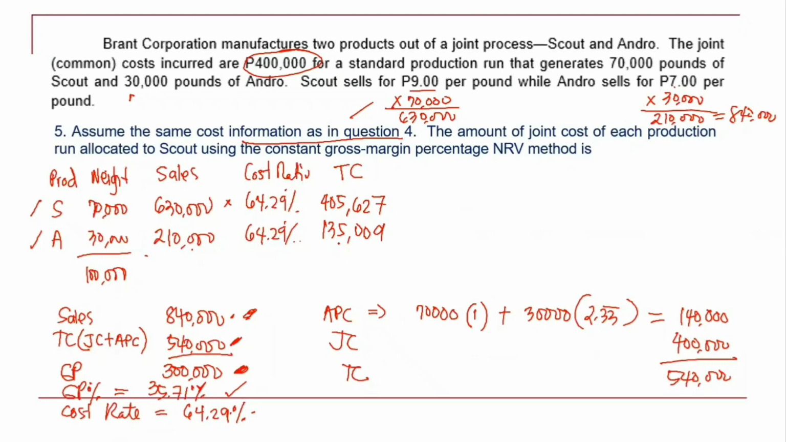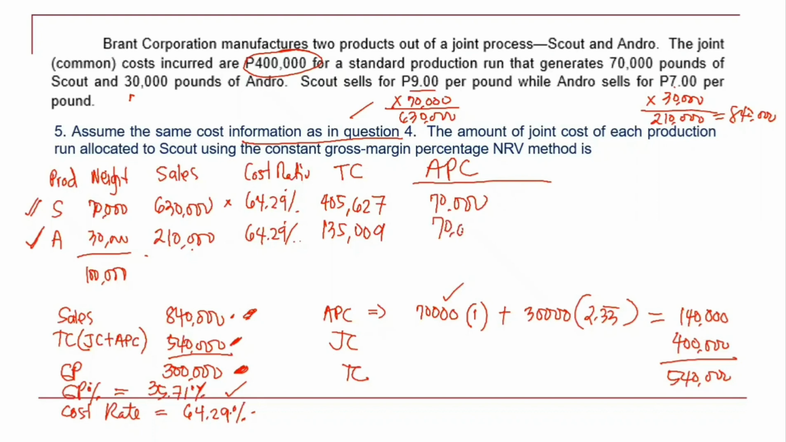Yan yung total cost natin sa bawat product natin kay Scout at saka kay Andro. Since ito na yung total cost natin, if you remember yung sabi natin kanina, kapag constant gross margin percentage method ang ginagamit natin, residual amount po yung joint cost. Paano ginagawa yun? Ima-minus natin yung additional processing cost. Pabaligtad po. Di ba 70,000 kay S, ito po yun.